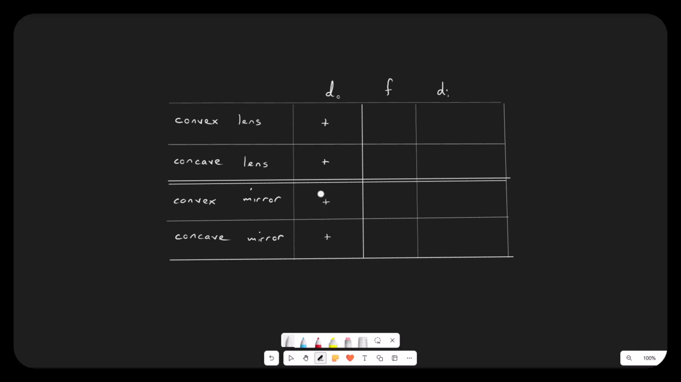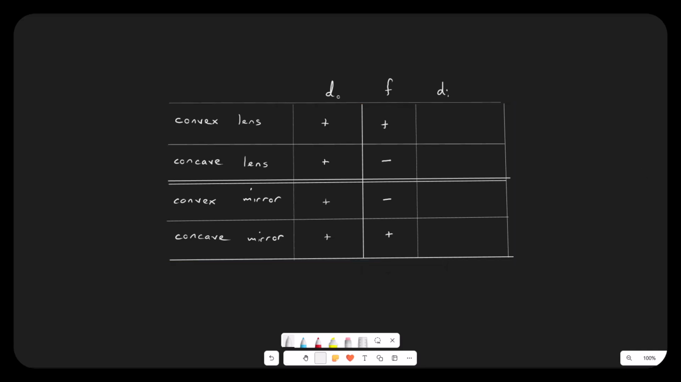That was easy. A convex lens, I get a positive focal length. A concave lens, I get a negative. And for mirrors, it's the opposite, appropriately enough. So a convex mirror gets a minus, concave mirror gets a plus.